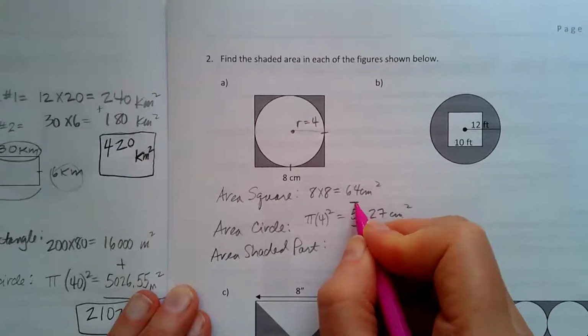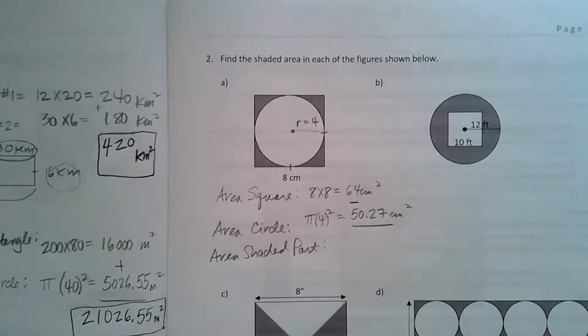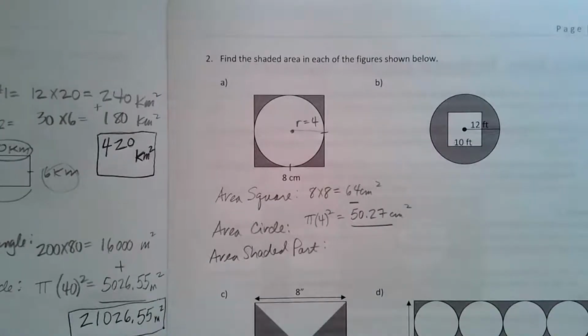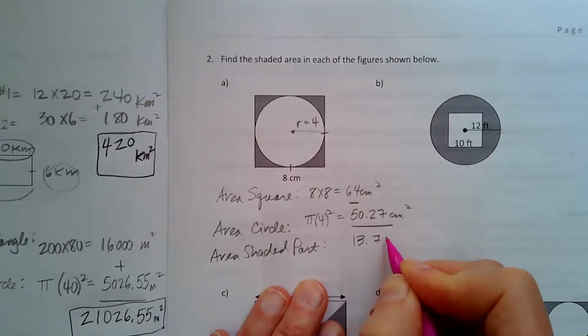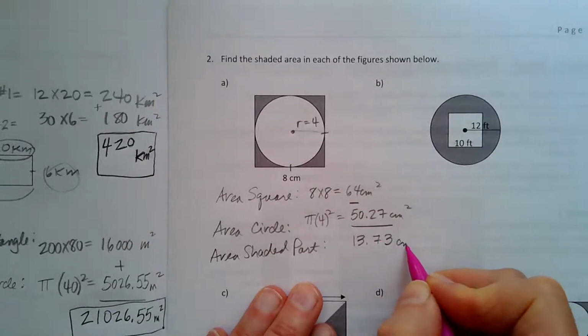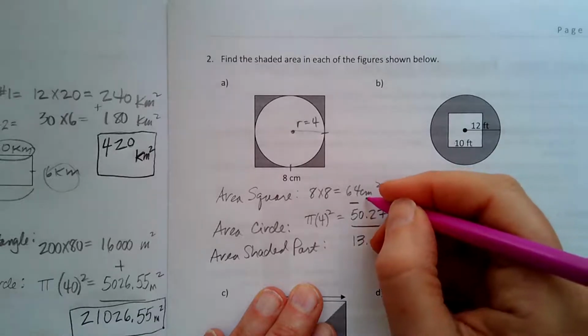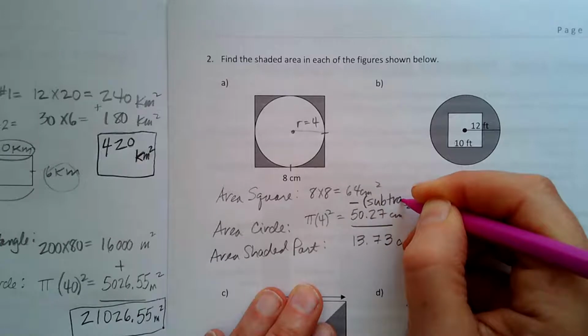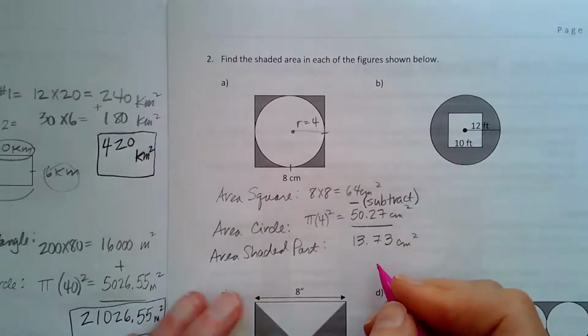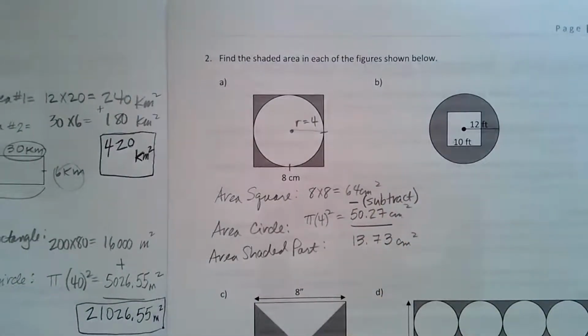It's a subtraction. So 64 subtract 50.27 is 13.73 centimeters squared. I'm just going to put in brackets subtract. Okay, so that's the area of the shaded part.